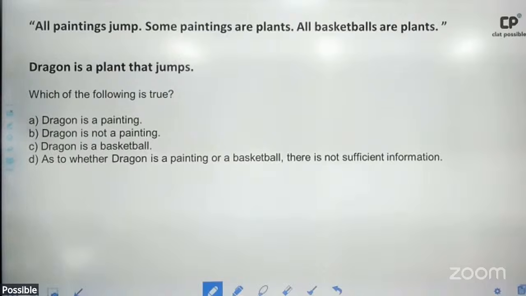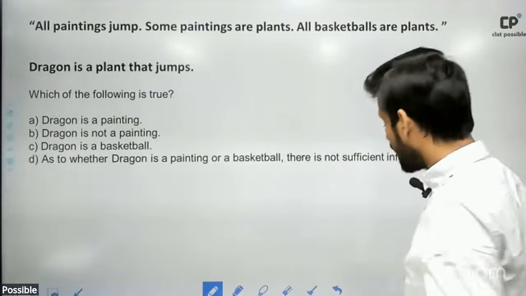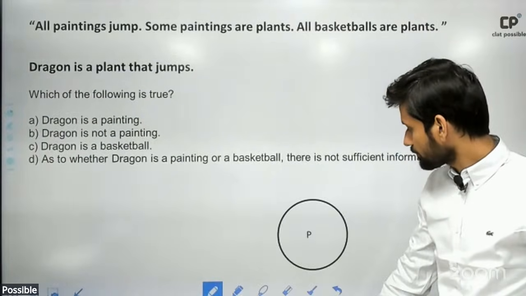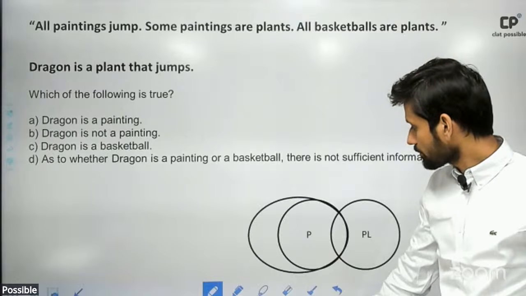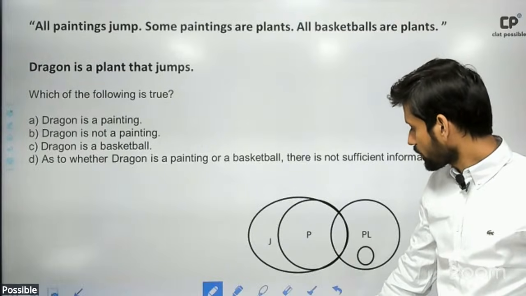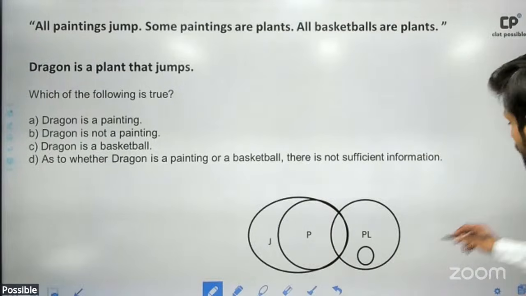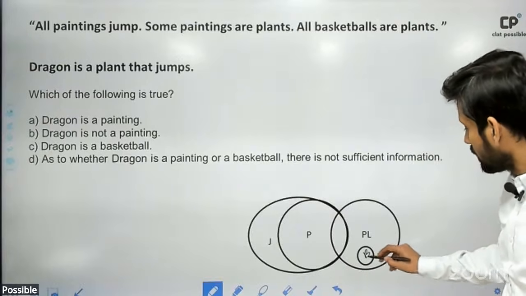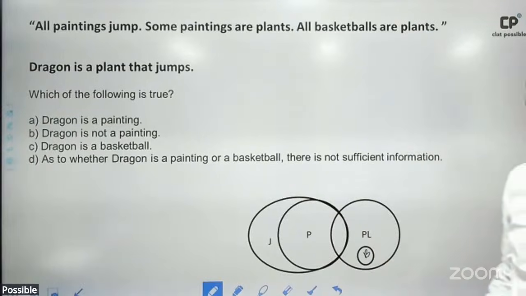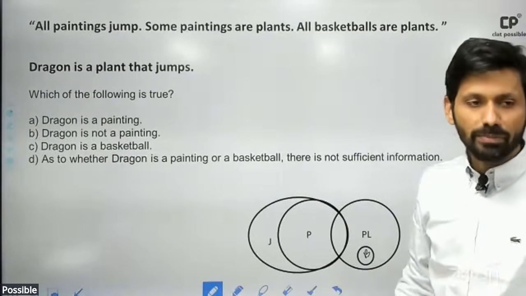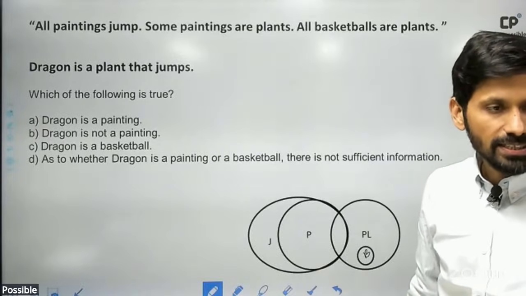Okay, so there is some confusion, and I can see it in the chat box that some people are saying A and some people are saying D. Let's check. So the diagram is going to remain the same. Okay, but there will be a little confusion here, so just bear with me, okay? So the diagram is the same.